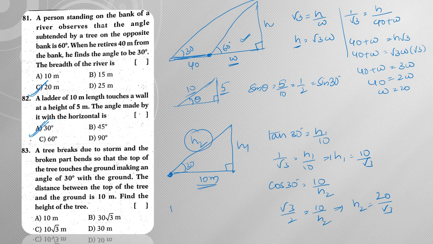On adding h1 and h2, what am I going to get? So 30 by root 3. So 30 by root 3 is nothing but 3 tens are 30, so this will become 10 root 3. Hence the answer is 10 root 3 meters.